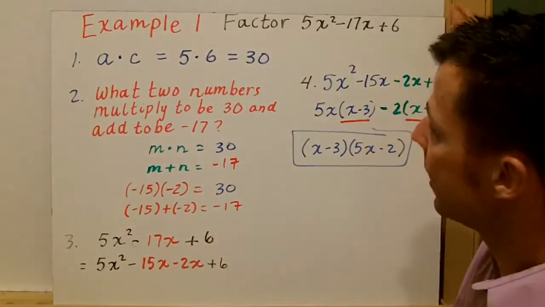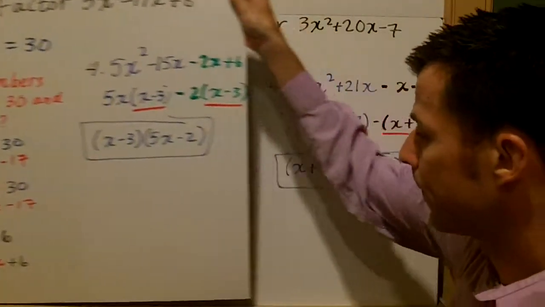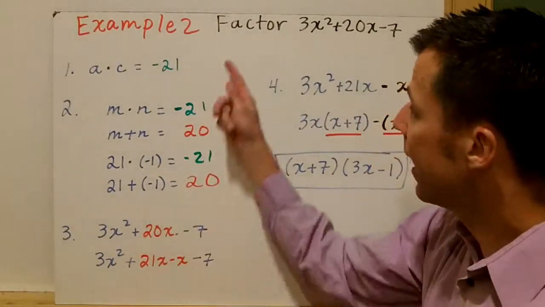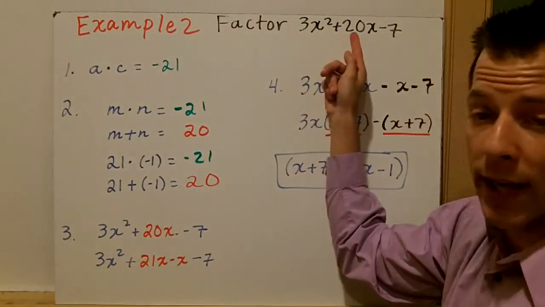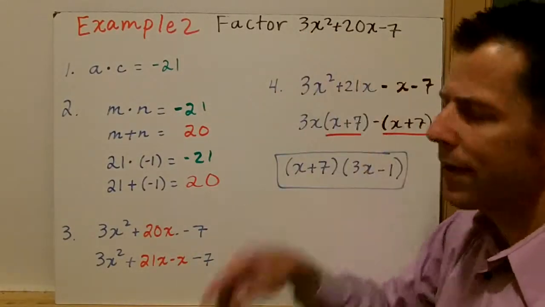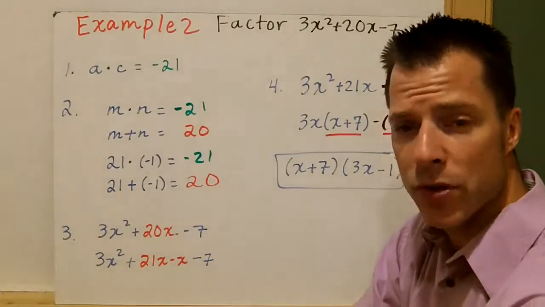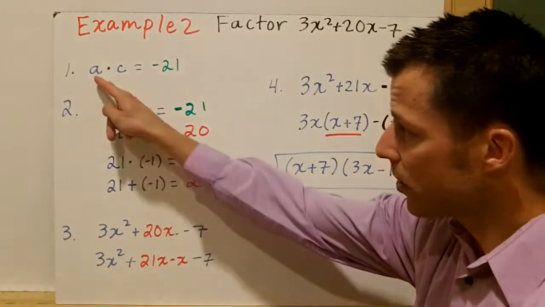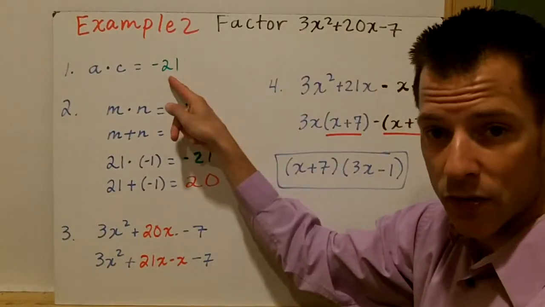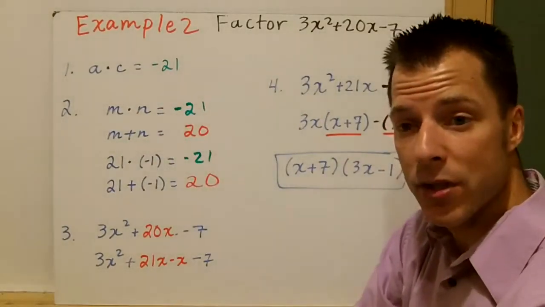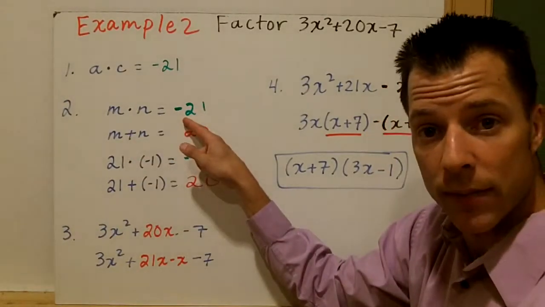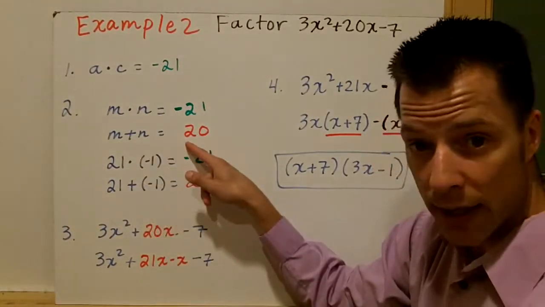So let's look at another example. So we're going to factor 3x squared plus 20x minus 7. Again, I look at 3, 20, and 7. Nothing common between all 3 terms, so I'm going to start by multiplying a times c. 3 times negative 7 is negative 21. In step 2, now I have to find 2 integers whose product is negative 21, whose sum is 20.